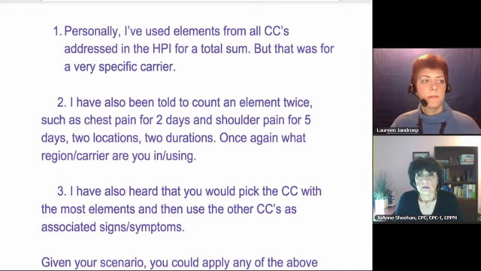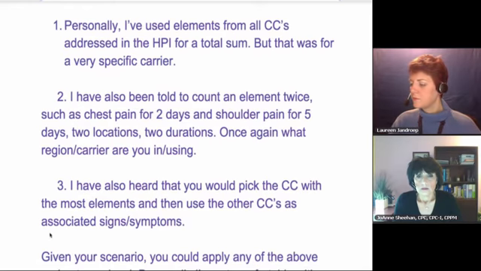But at one place that we coded for, I used all of the elements from the chief complaints that were addressed in the HPI and then did a total sum. So if one chief complaint only gave me duration and location, and another chief complaint gave me modifying factors and quality, then I would count each one of those, so I had a total of four. So, just mixed and matched until I got there.